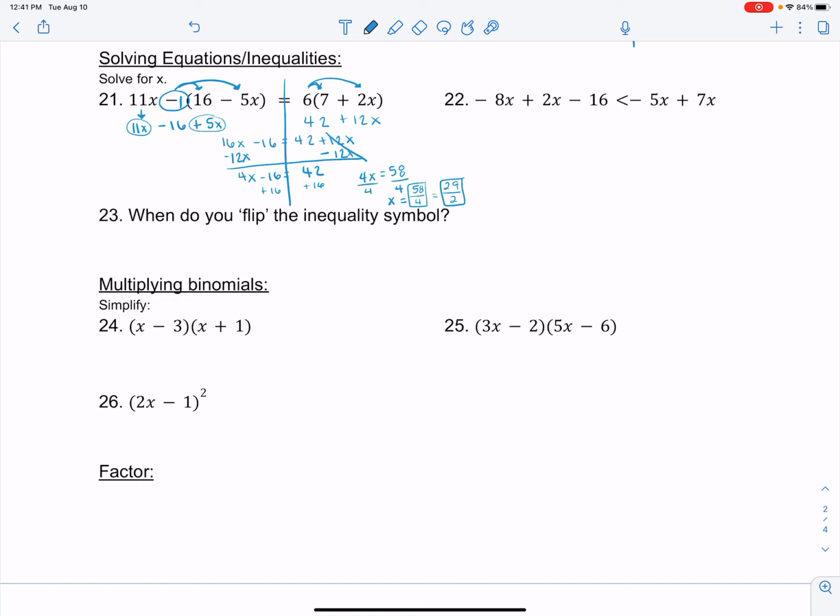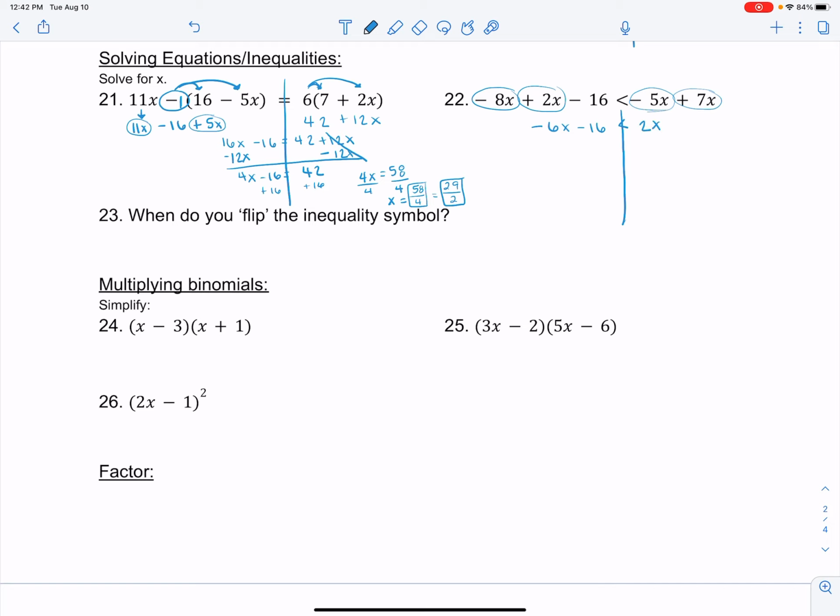Okay, next, I have an inequality. Same idea. Look at only the left, only the right. So if I look at only the left, there's no parentheses here, but I can combine these like terms. So of negative 8x and 2x, well, that's negative 6 of them. Keep the symbol. Negative 5x and 7x, those are like terms. And when you combine, you get 2x.